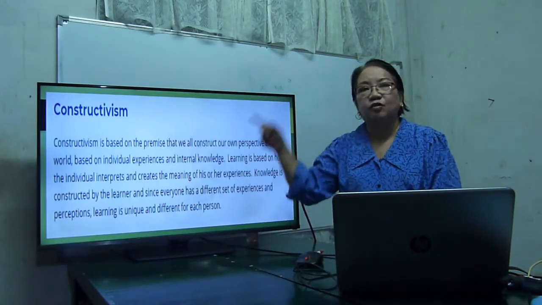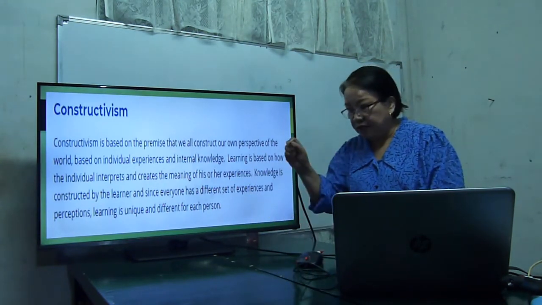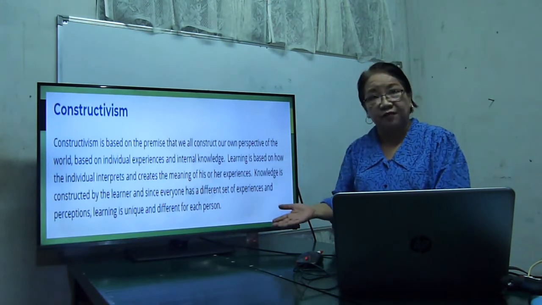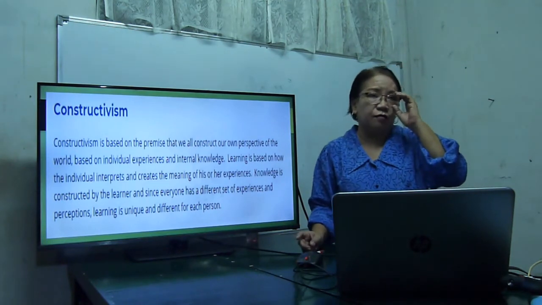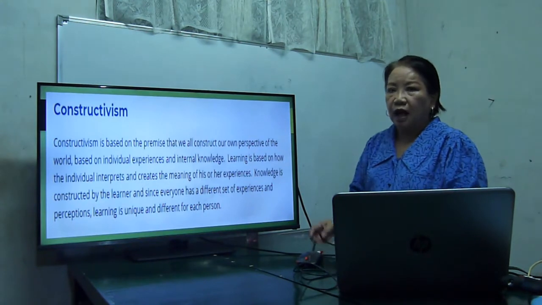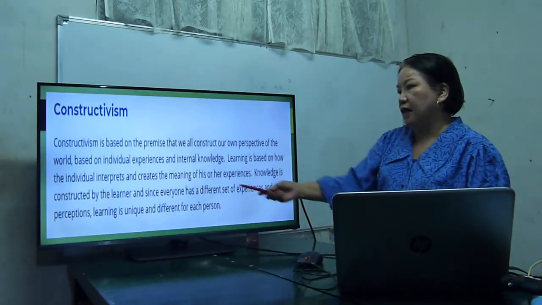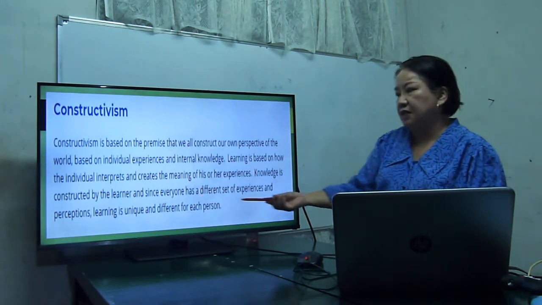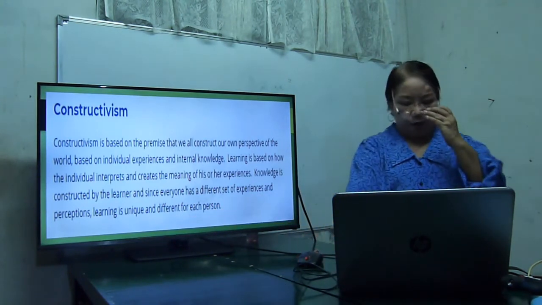Nasaan yung pagiging constructivist mo as a learner, no? After reading, nakakonstruct ka ba ng iyong ideas about what you have read? That is the challenge of today's learning. Kailangan marunong kang mag-construct. Anong natutunan mo dun sa iyong nabasa, no? Knowledge is constructed by the learner. And since everyone has a different set of experiences and perceptions, learning is unique and different for each person.